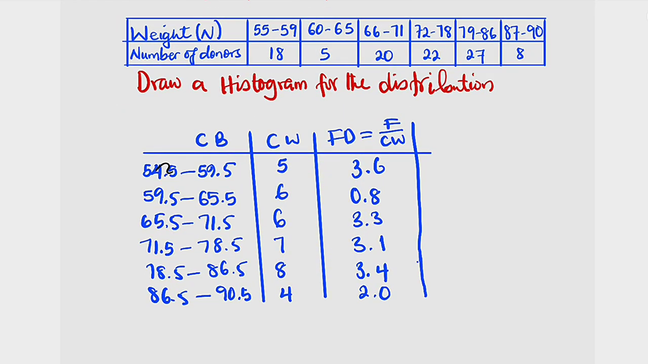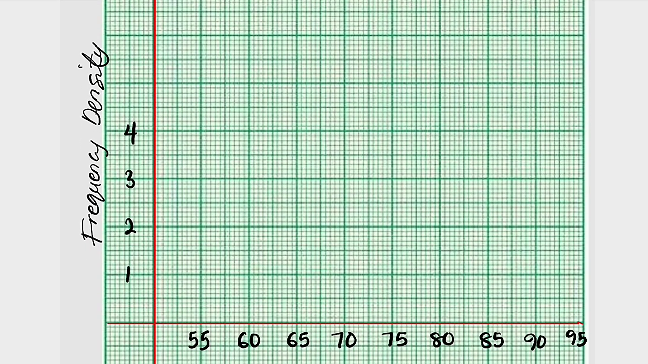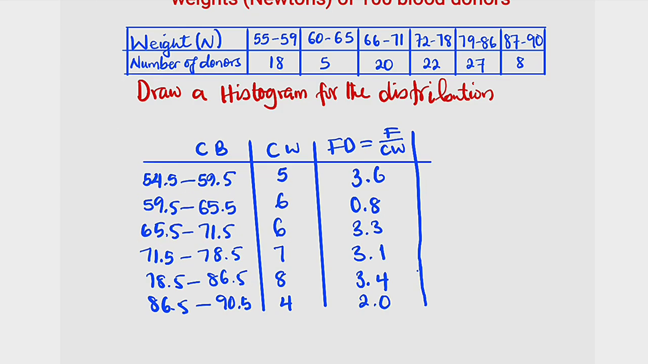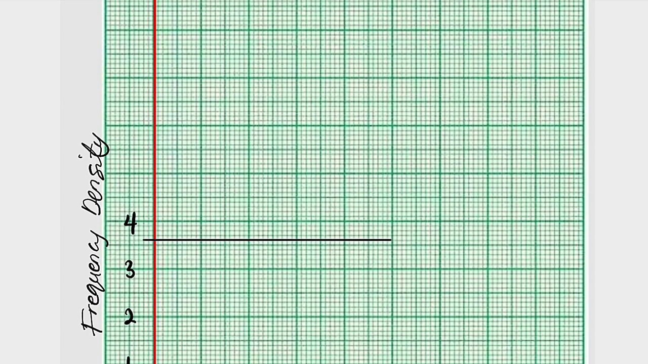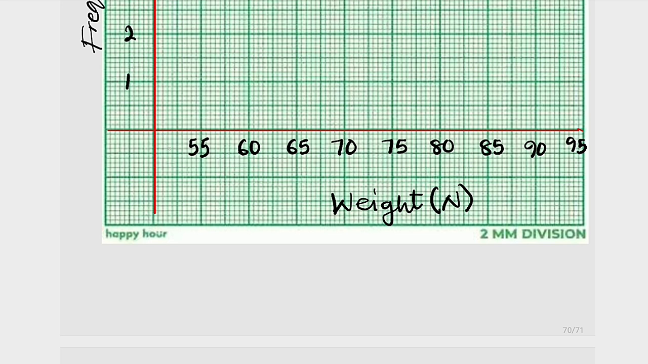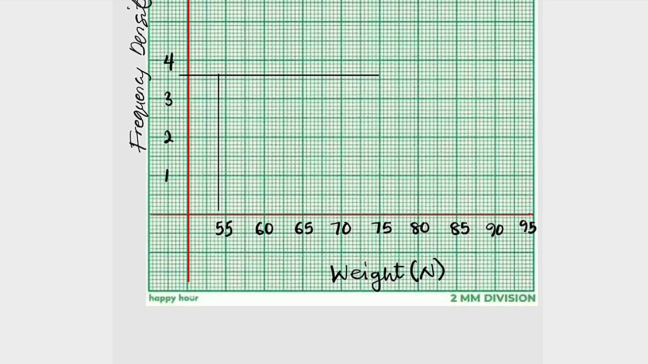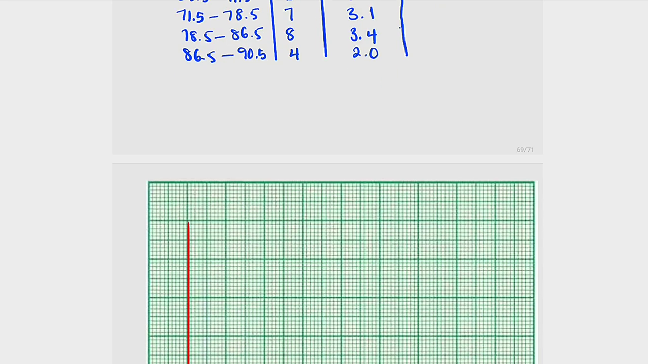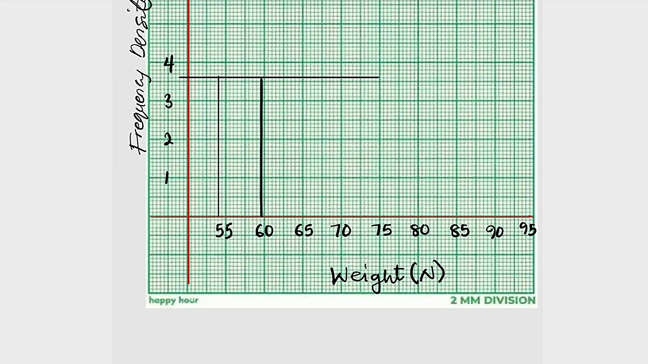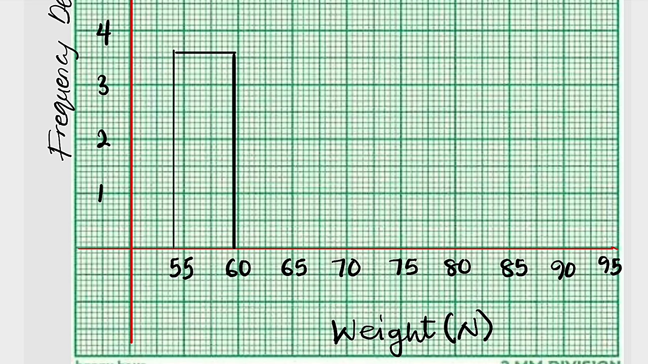So the first one, from 54.5 to 59.5, we have a frequency density of 3.6. So I would like to locate 3.6 first. You see we have 3 here, we have 3.5, 3.6. I'm only going to add one line here. Then I need to locate the class boundary, which is 54.5. Every two small lines will represent one unit. So it will come up to this level. So I'm going to extend it to the top, something like this, down to 59.5. All right, so we are done with the first one.